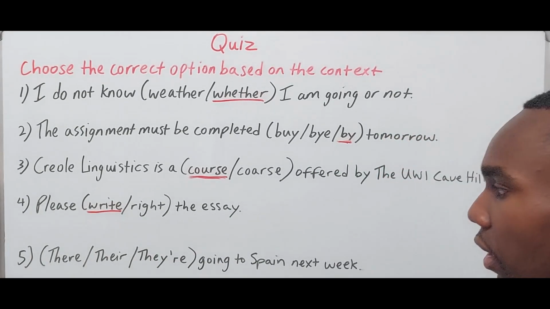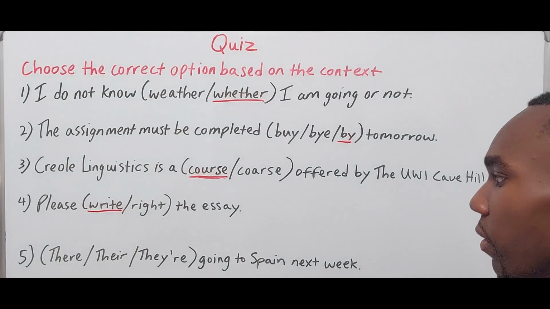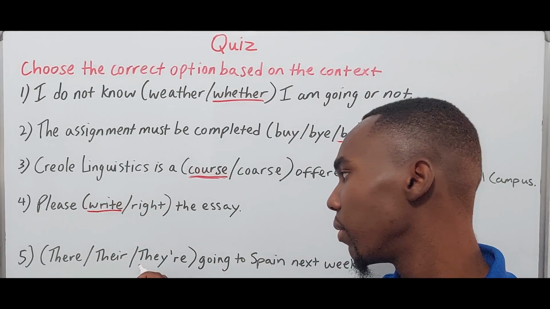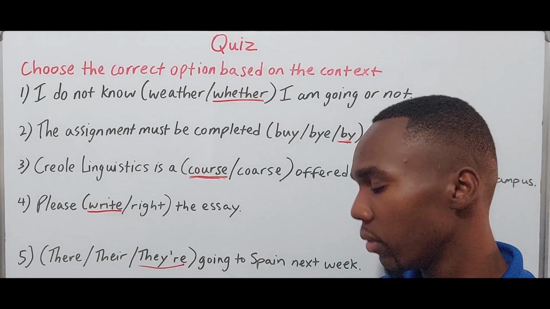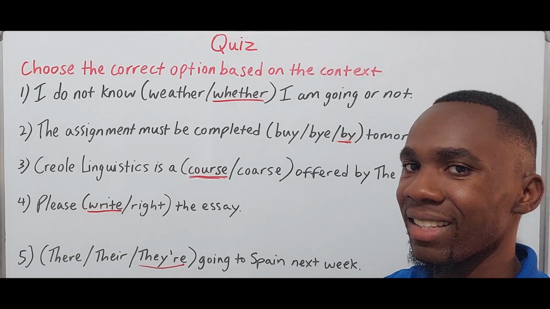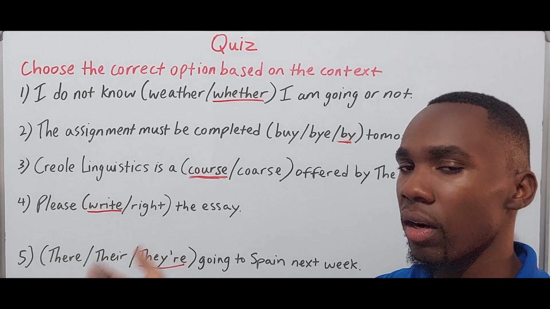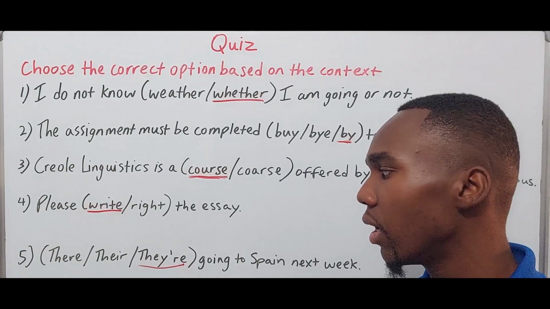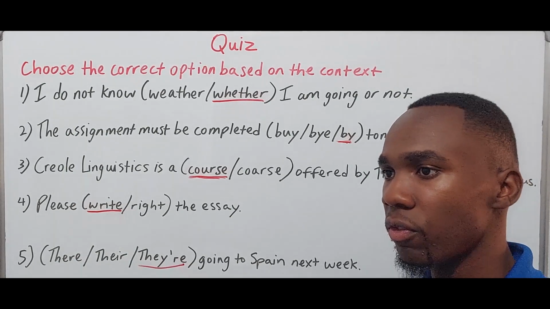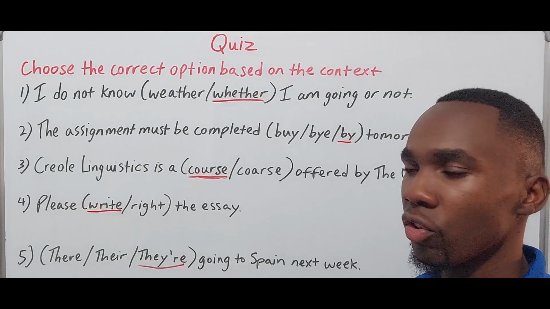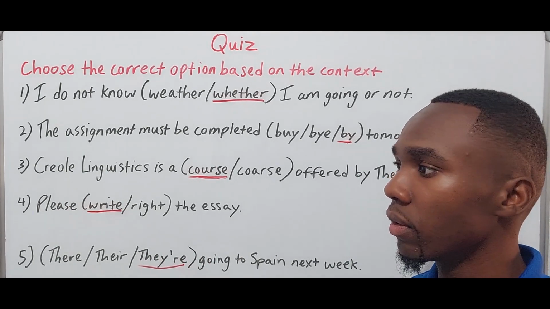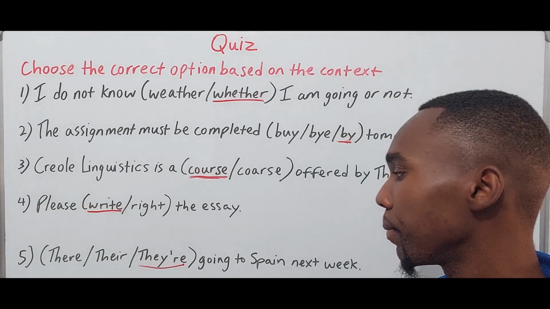And 5, they're going to Spain next week. Which one? There. Now, there will be talking about either a place, or it could be talking about existence, so saying there is or there are, whatever. THEIR is a possessive adjective that you use before nouns to indicate possession. So their beliefs, their cars, etc., etc.